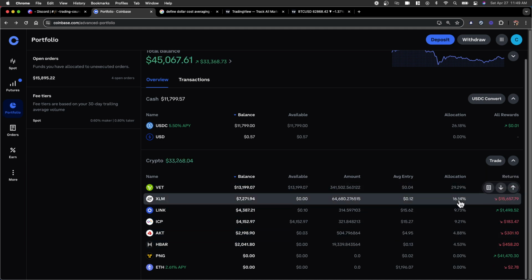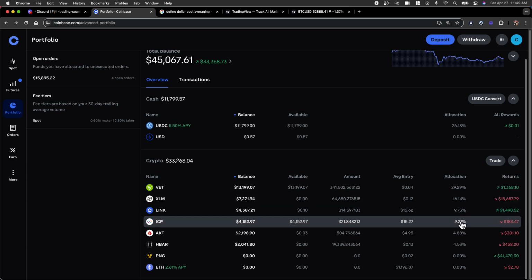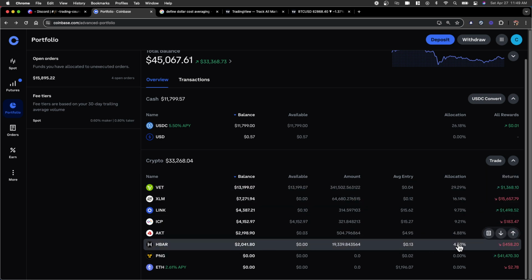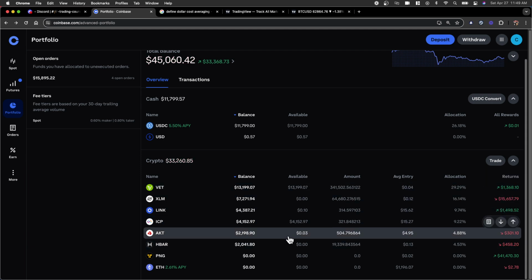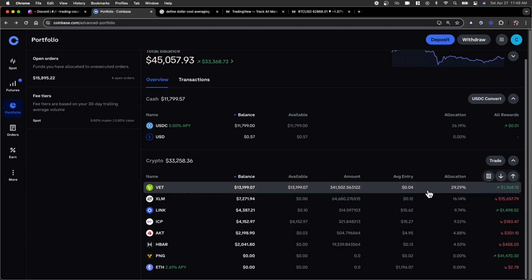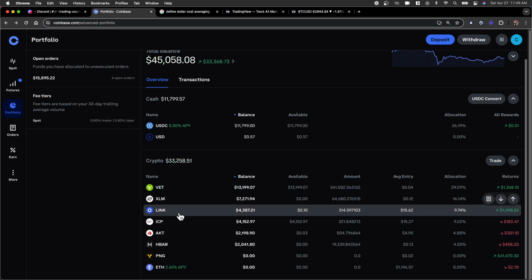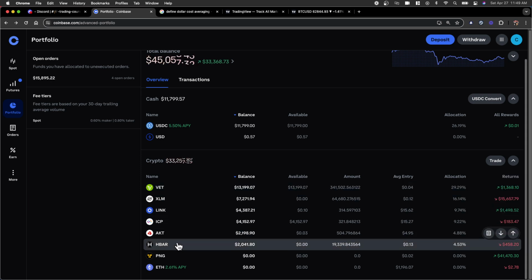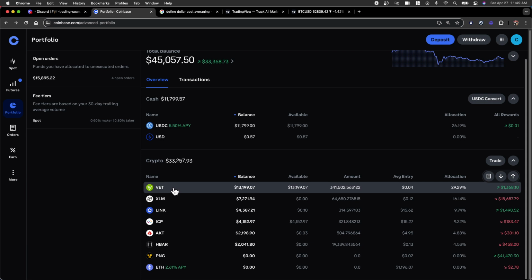Because the goal is always anywhere from 10 to 20%. My HBAR position is only 5%. It went down almost 25% from where I bought it at 13 cents, but I'm only down 1% on my overall portfolio. I'm never going all in on any of these names. I never want to go all in on a position, because that's when you get killed. If you allocate, and one of them goes parabolic, if VeChain goes to 40 cents tomorrow, it's not going to matter what XLM, Link, ICP, AKT, and HBAR do, because that one went parabolic.